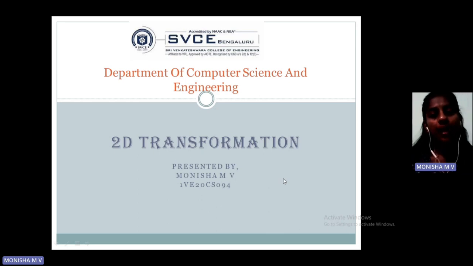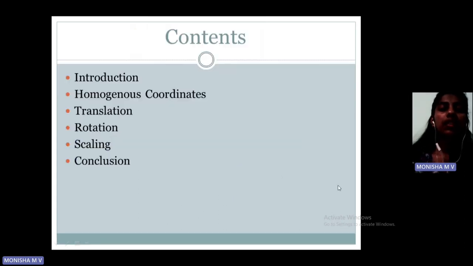Today I am going to discuss 2D transformation in computer graphics. Now let us move to today's content. Today we have the introduction, homogeneous coordinates, translation, rotation, scaling, and finally the conclusion. Now let us see them one by one.